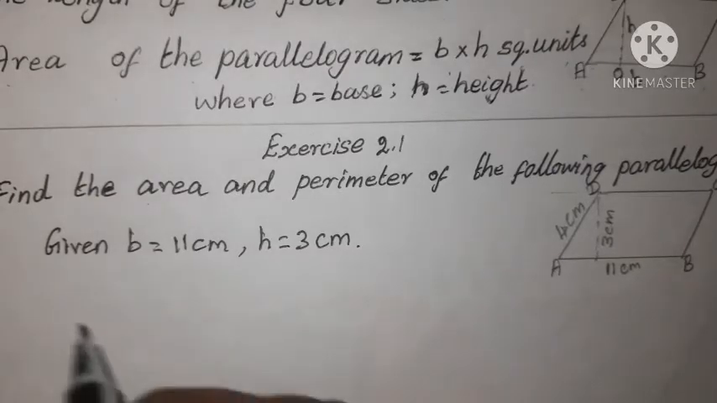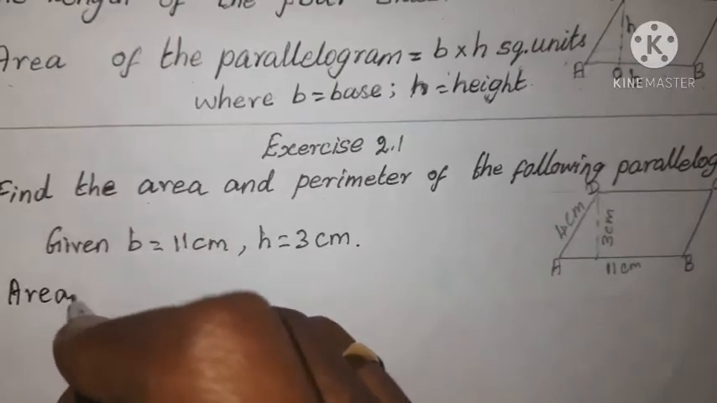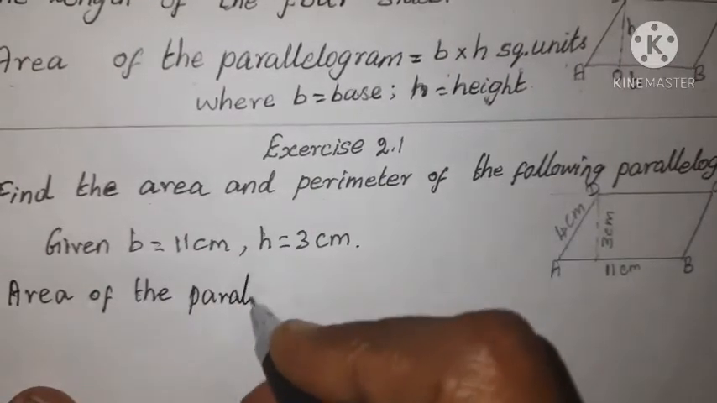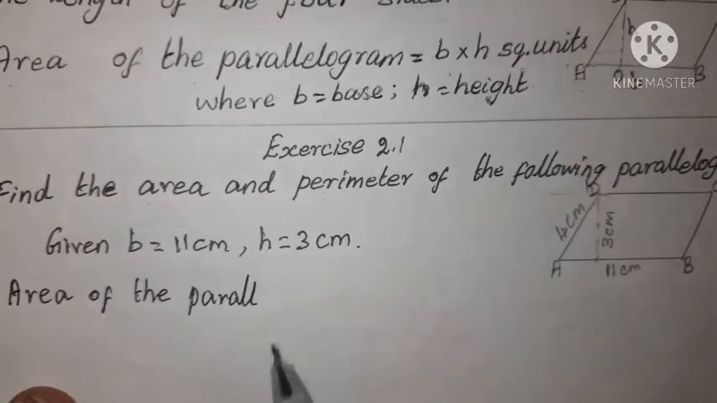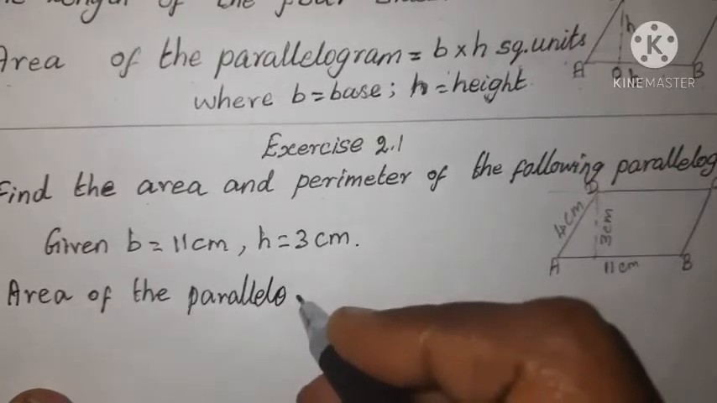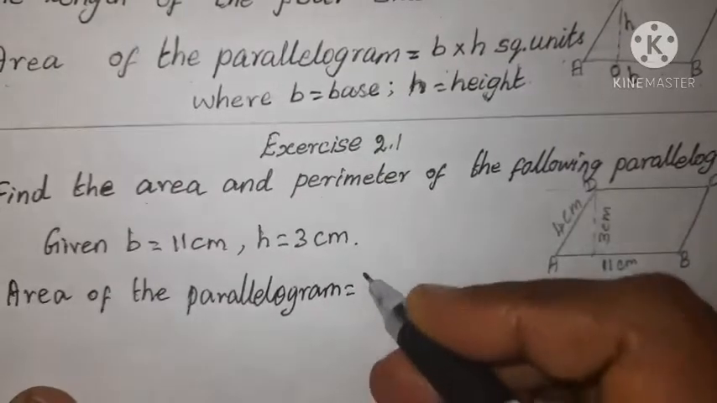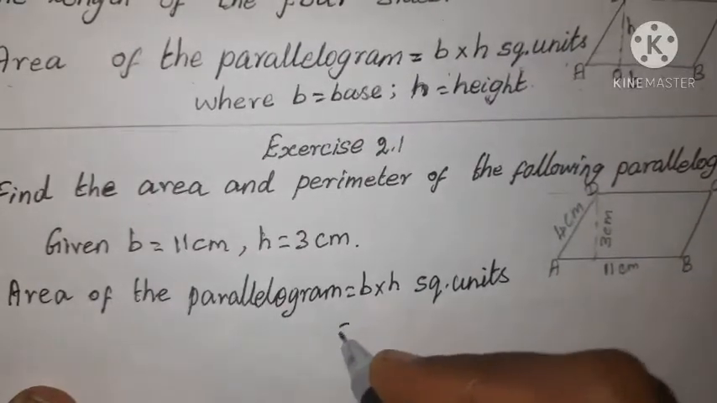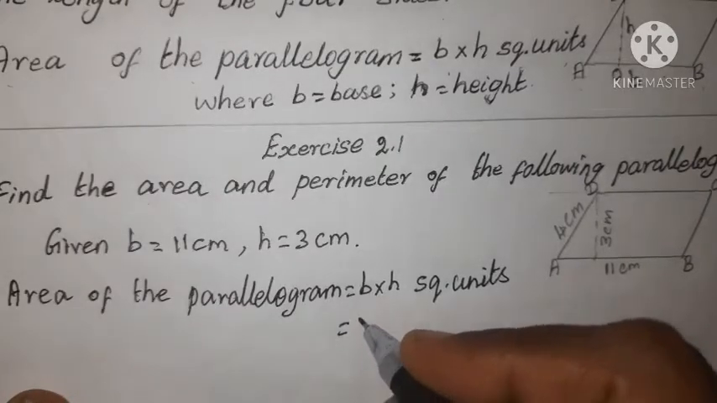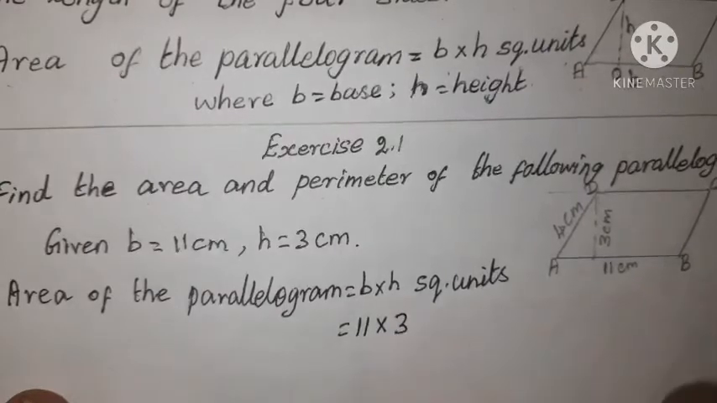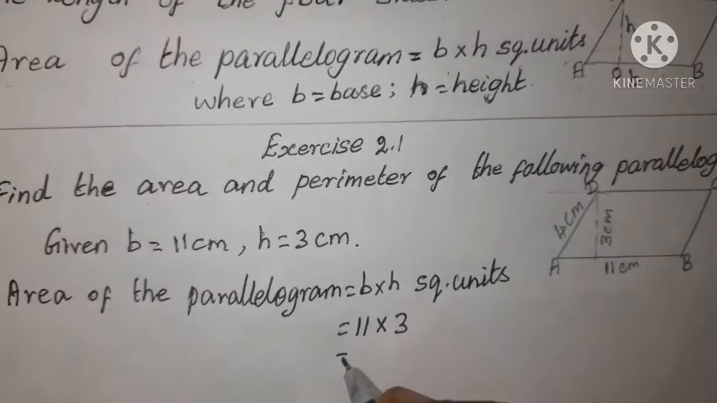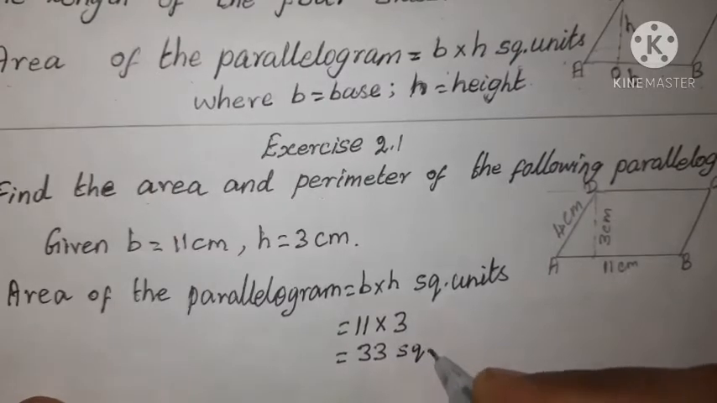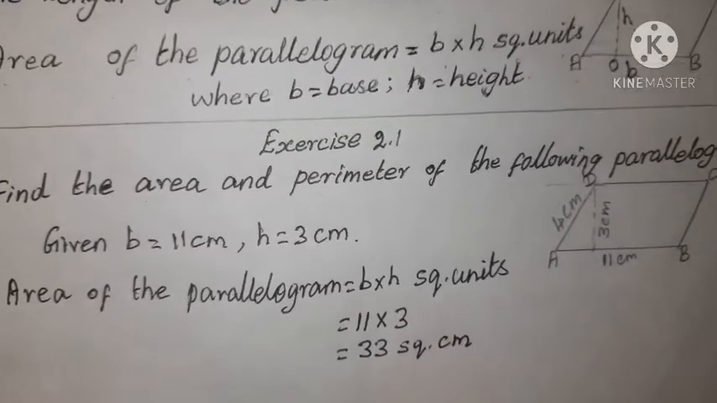So, area. Formula first. Area of the parallelogram equals B into H square units. B value is 11, H value is 3. So 11 into 3 equals 33 square centimeters.